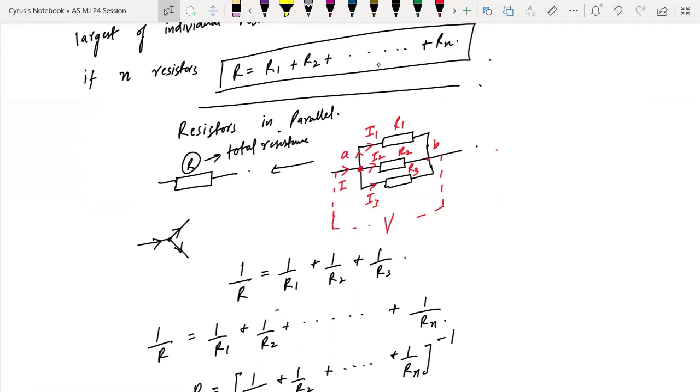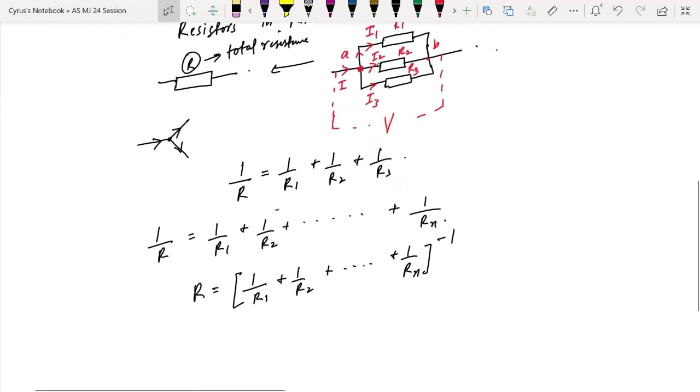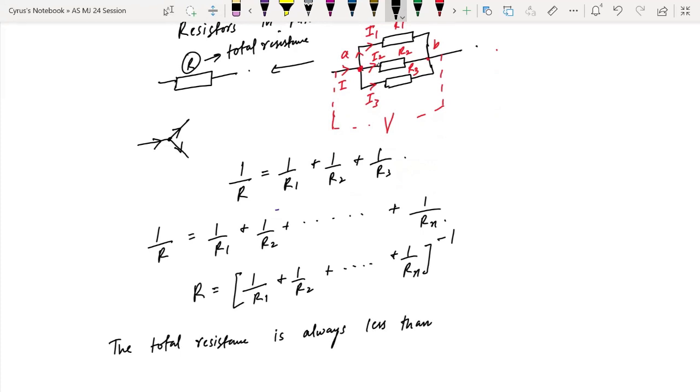Is that clear, everyone? Yes, sir. Remember that in a parallel circuit, the total resistance is always less than the smallest of the individual resistors.